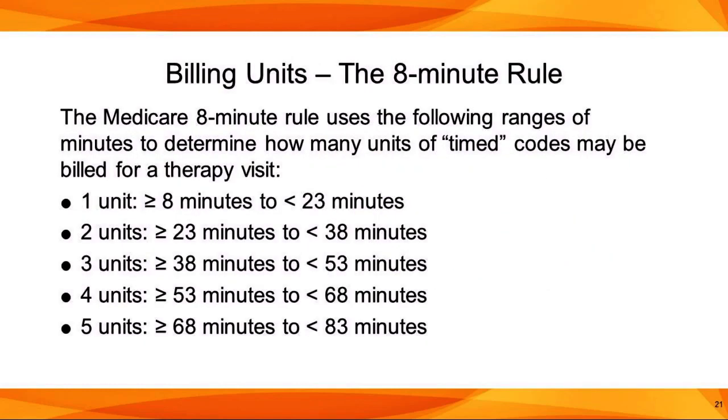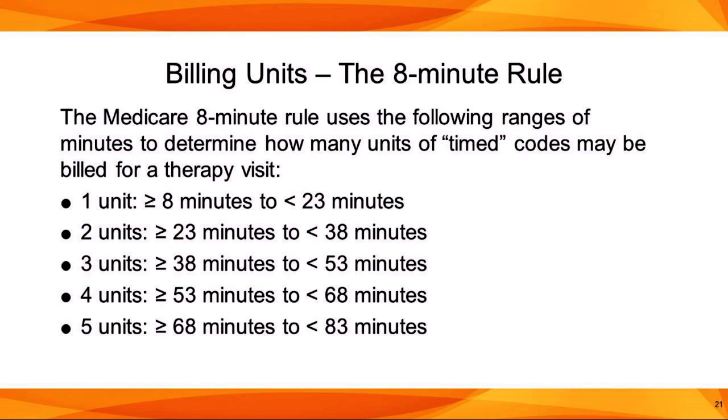So the Medicare 8-minute rule, and all of the other insurance companies follow this 8-minute rule, following the ranges of minutes to determine how many units of timed codes may be billed for a therapy visit. So 1 unit is greater than or equal to 8 minutes to less than 23 minutes. So 8 to 22 minutes basically is 1 unit. 23 to 37 is 2 units. Once you get to 38, you're into 3 units. So 38 to 52 is 3 units. 53 to 67 is 4. 68 to 82 is 5. So you're rarely going to be billing over 4 or 5 units.